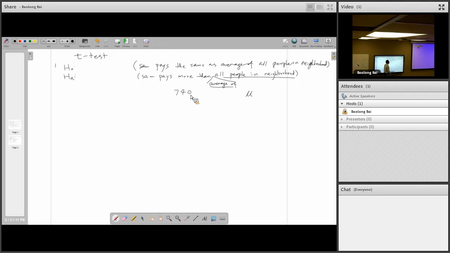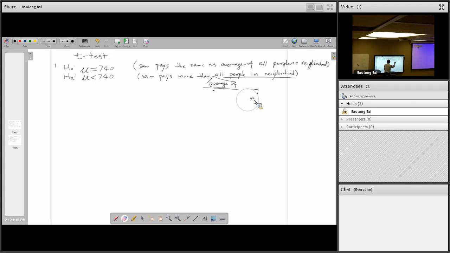Then what are we trying to see? We're trying to see if Sam pays more than everyone else. So the relationship will be this, right? If you write it out, it's actually going to be mu is smaller than 740. Sam pays more than the average of the population. And the null hypothesis is Sam pays the same as everyone else in the population.